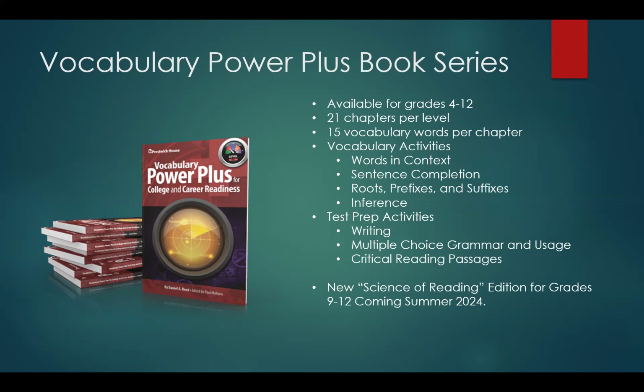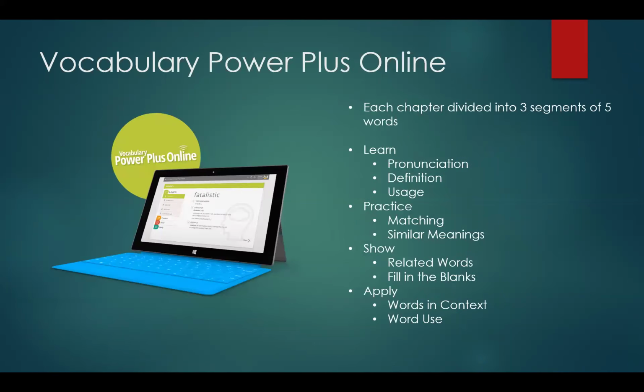But the online program has to have a very different approach. So what we did was we took the same word lists that appear in the book, regardless of the edition, whether you're working with some of our older classic or ACT, SAT materials, the current Common Core, or the brand new Vocabulary Power Plus for Science of Reading edition. Sorry, this brand new edition. They all have the same word lists in there. So we made sure that the program does work in that type of function. And if you are using these programs in conjunction, they will be identical.